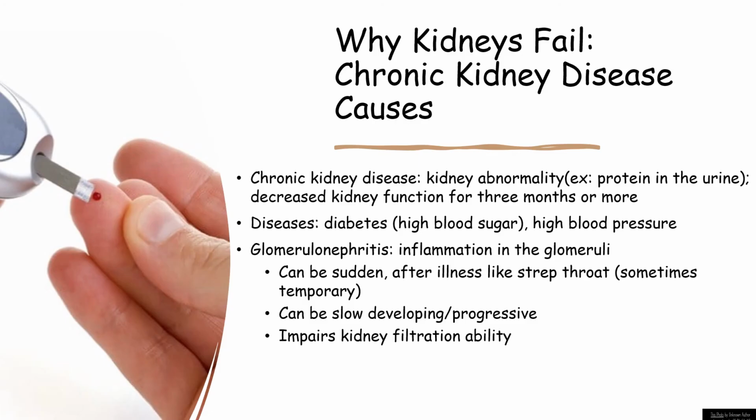Now moving on to why do kidneys fail? And when I say why do kidneys fail, I'm discussing chronic kidney disease, which is defined as a kidney abnormality and decreased kidney function for 3 months or more. Now, some of the causes can be diseases, diabetes, or high blood pressure. There's another condition called glomerulonephritis, and that is inflammation in the glomeruli, those filtering units. And it can be sudden, sometimes after an illness such as strep throat, which is sometimes temporary, but sometimes you do not regain full kidney function, or it can be slow developing, a progressive issue, and that impairs the ability of the glomeruli to filter.